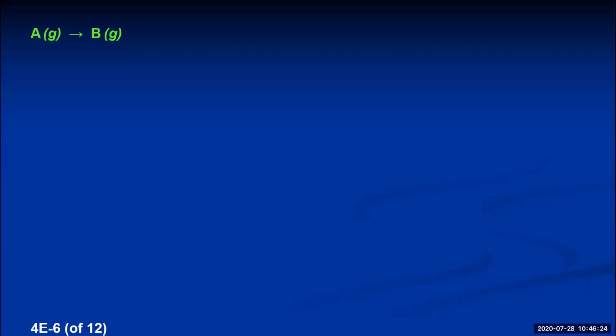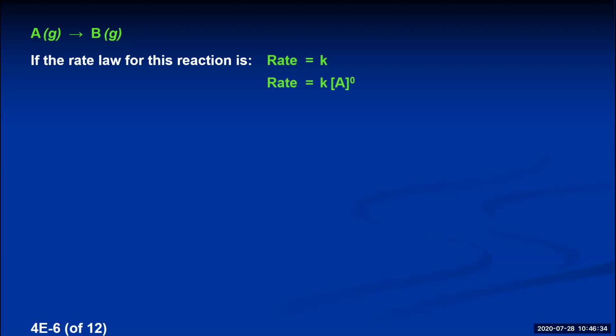So for our reaction, A goes to B. If the rate law for this reaction turned out to be rate equals k, that would be a zero order reaction, because this would be the same as writing rate equals k times concentration of A to the 0 power. So we call this a zero order reaction, and the way we abbreviate a zero order reaction is we say 0 with a superscript naught. So that's zero order.